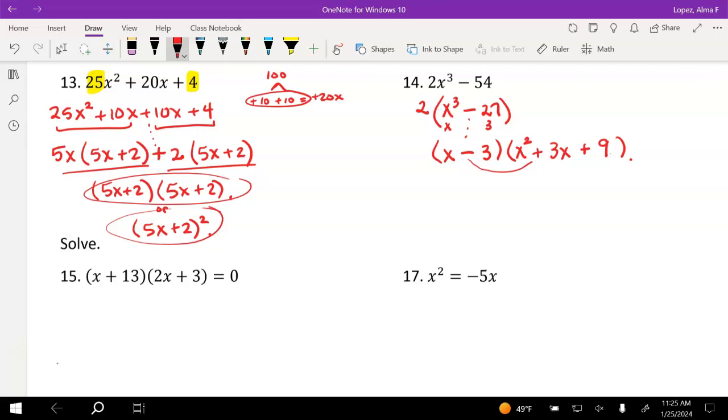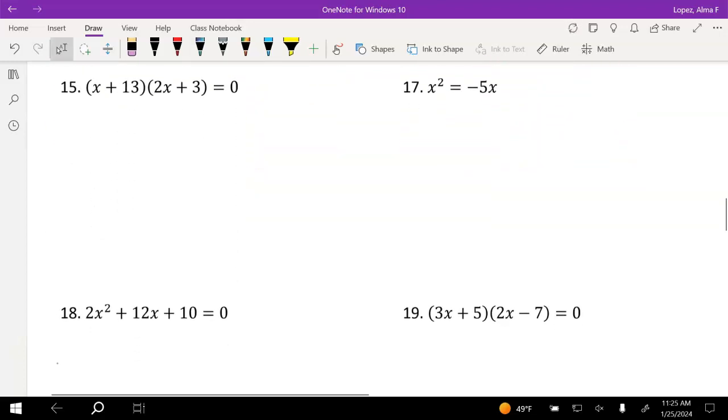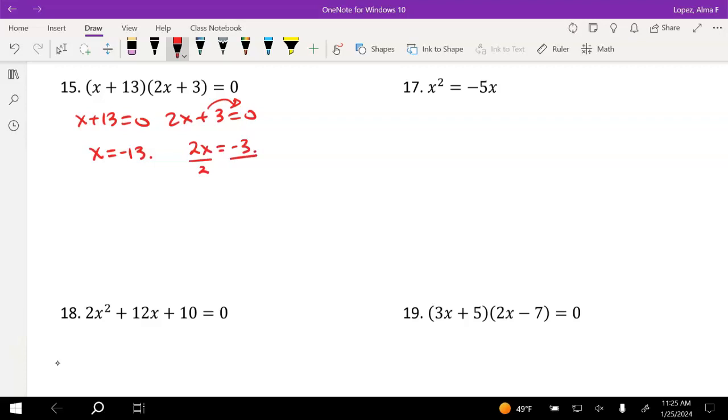Now let's go ahead and keep going. We're going to solve. This one is already completely solved for us, so I'm just going to set each of the factors equal to 0. I'm going to move the 13 over to the other side, so I'm going to get x is equal to negative 13. I'm going to isolate the x's on the second one, and I'm going to move the 3 over. So I get 2x is equal to negative 3. After dividing both sides by 2, we will end up with an x of negative 3 halves.